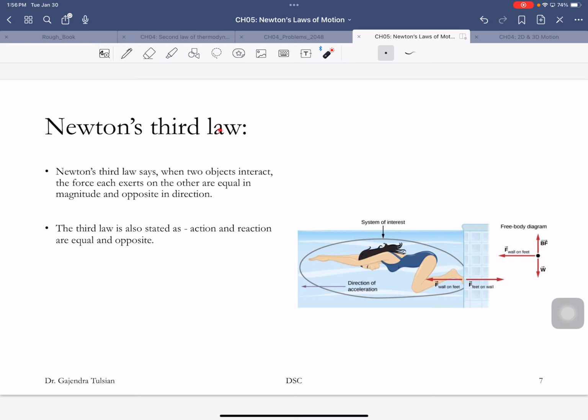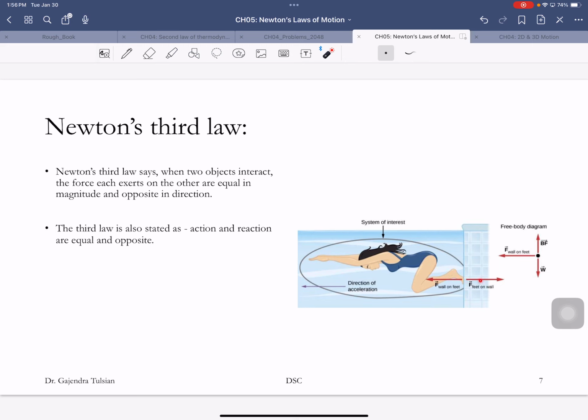Newton's third law says the following. Essentially, it says, this person is pushing on the wall. Why did this person go forward? The wall exerted an equal amount of force. That's right. So for every action, there's an equal and opposite reaction.